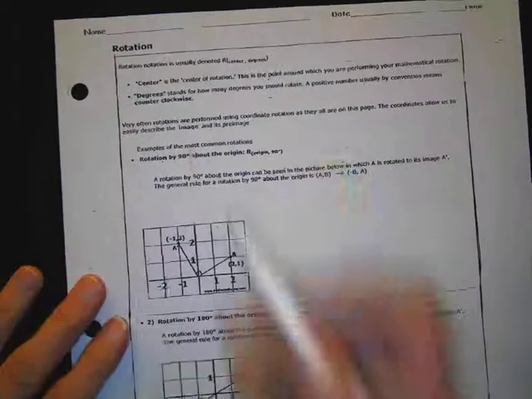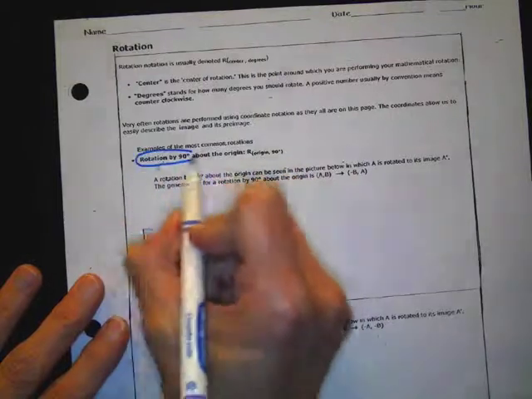Rotation of 90 degrees about the origin. I always get confused about rotations.